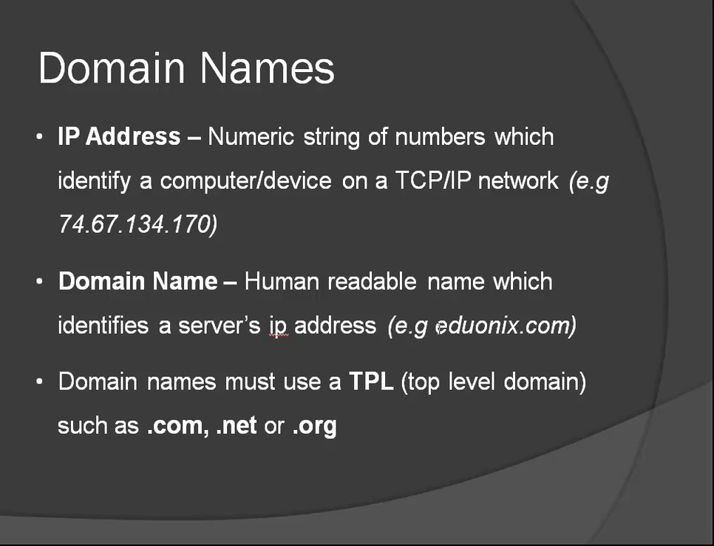For instance, we have eduonix.com. This is actually linked with an IP address like this. All right, and domain names must use a top level domain, or a TLD, and that's basically just the extension on the end. .com, of course, is the most popular. We have .net, .org, and there's a whole bunch of them, ones that you've never even heard of, and we're going to go over that more in the domain name section.